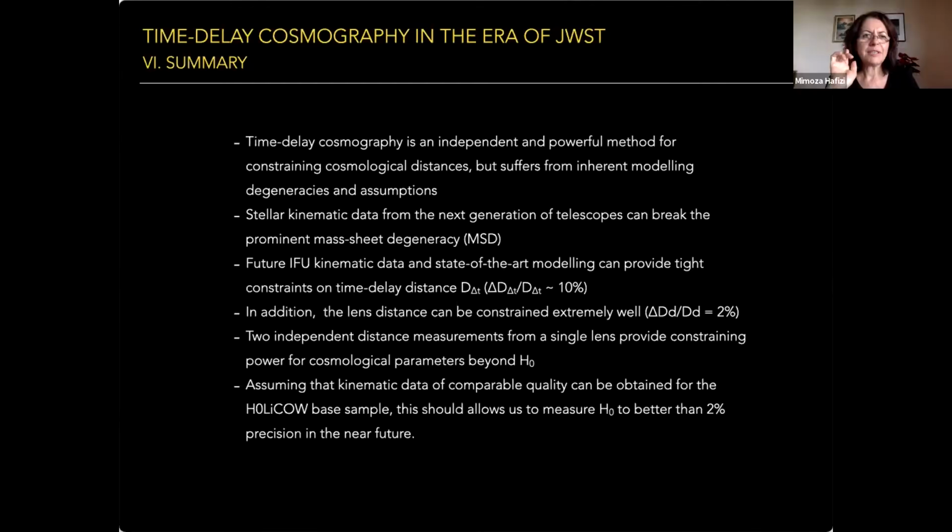I have one question, Claudio. Yes, please. Akin, how much data do you want from the James Webb Space Telescope for time delay cosmography?